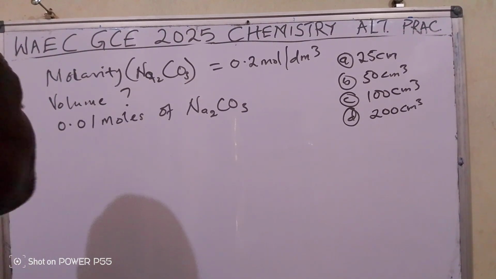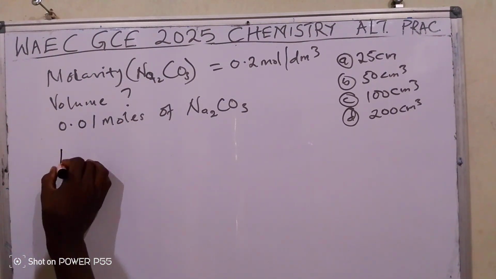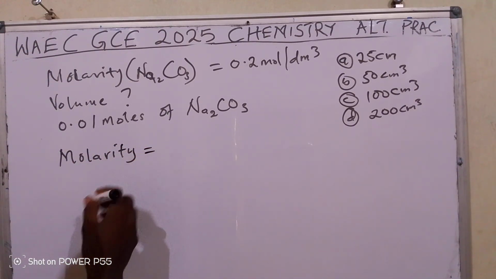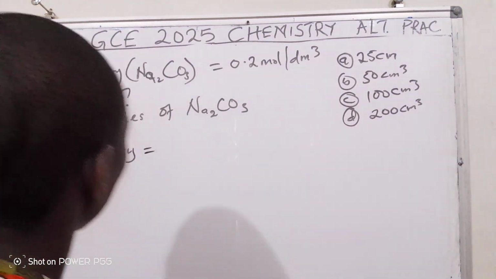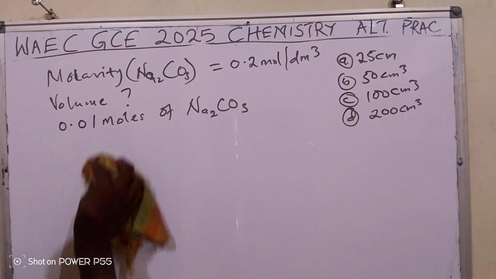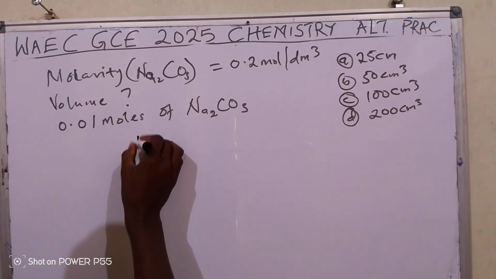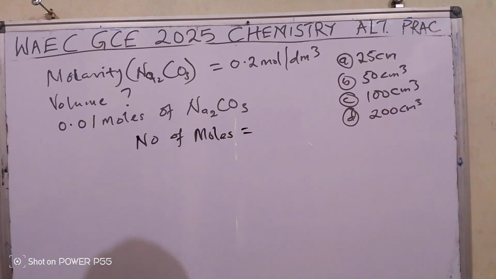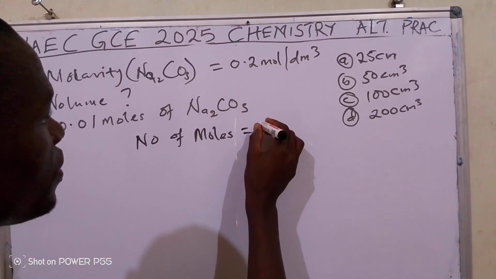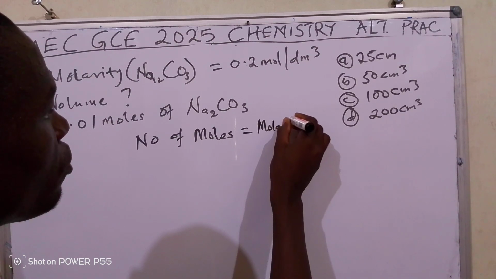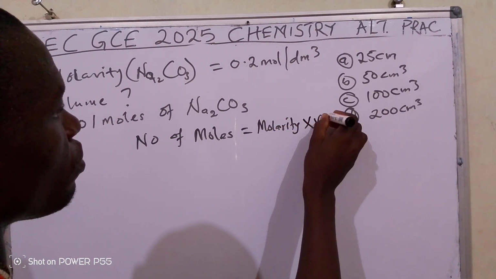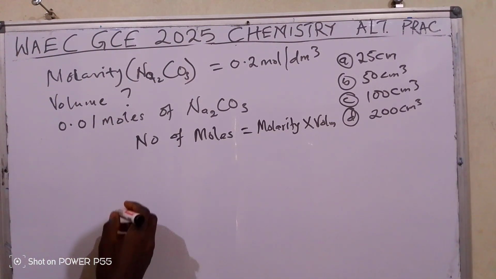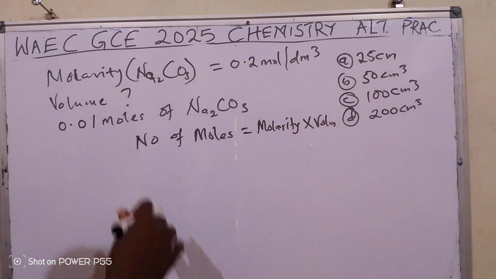So now there is a formula. Okay, there are two formulas, you need to master both. So number of moles is equal to molarity times volume. This is one formula for calculating number of moles. Before the other, let's work this out first.